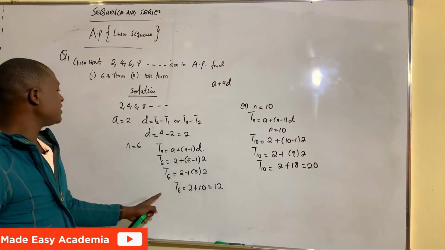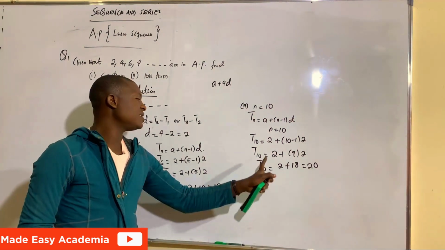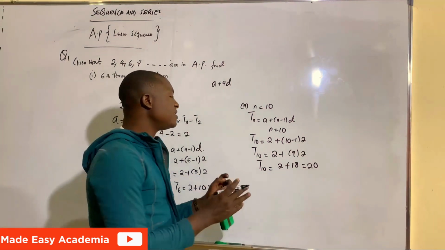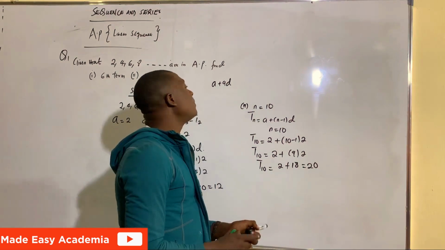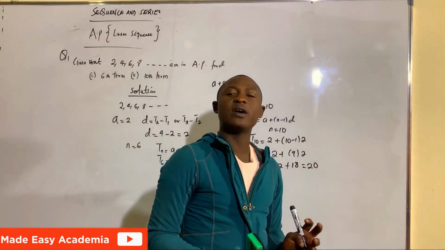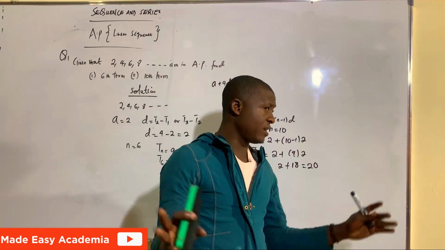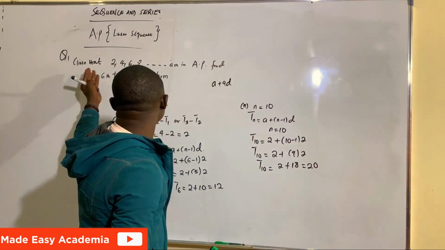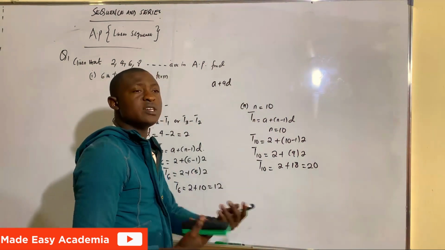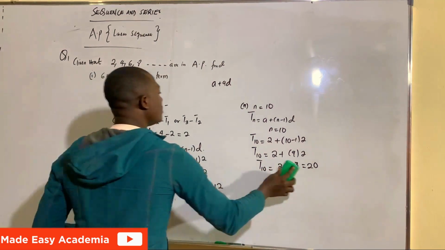So meaning the sixth term is 12, the 10th term is 20. So we can see how we can make use of the formula. In some problems, we can have a question that comes in the form of a word problem. Instead of giving it in this form, they can make it a word problem to make it more interesting. So let's take a look at that.